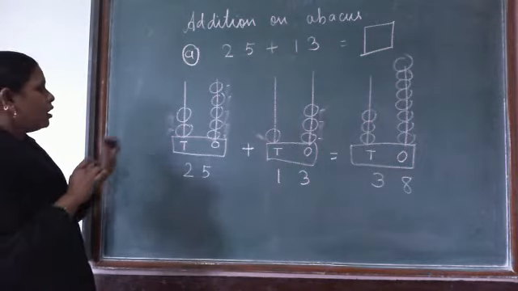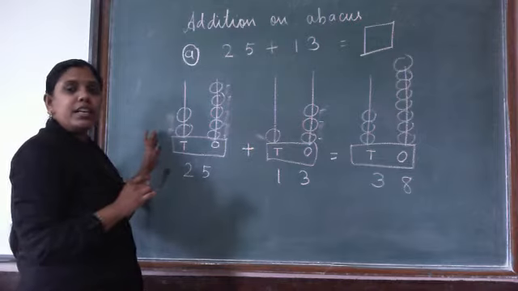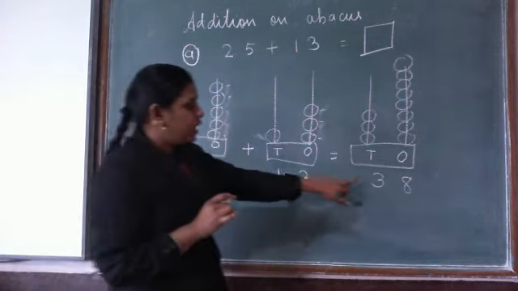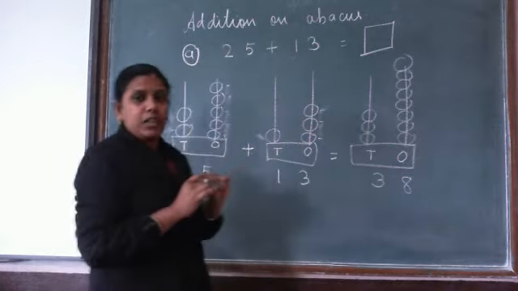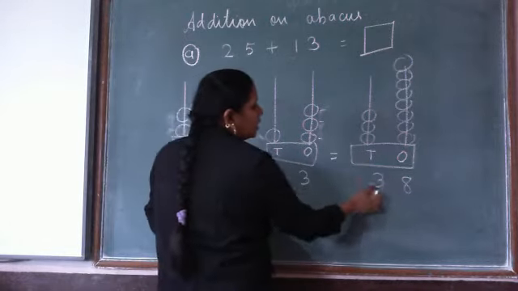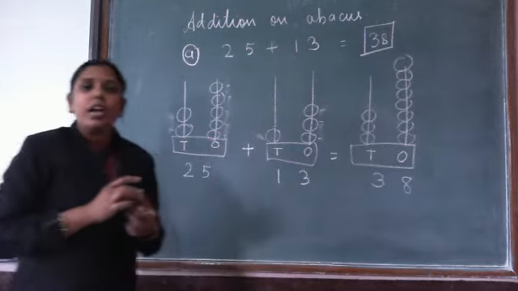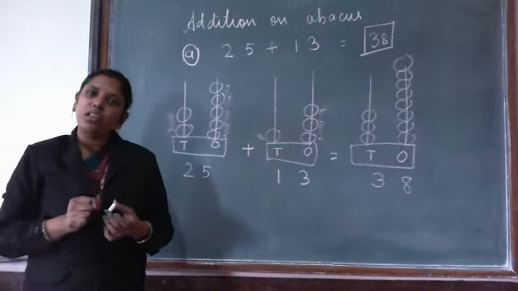Okay. Now we have to add the number of beads at the tens place. So 1, 2 and 3. So write 3 here and make 3 beads here. And what is the answer? 38. So write 38 here. In this way we add the given numbers using the abacus.